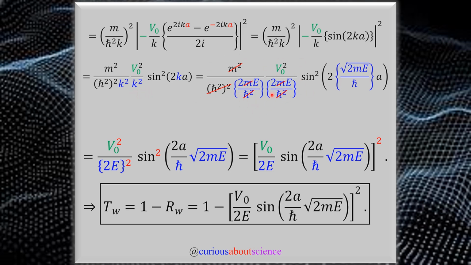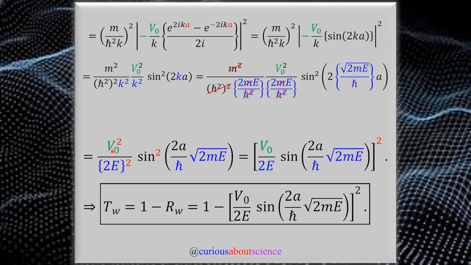2mE over h bar squared, squared. That gets rid of all our h bars here with this one and this one. Both the mass terms cancel with this one and this one. And so what we realize is that we have left over just 2E in the denominator and a V squared up top. And then down here, we just got to get rid of this fraction and put 2a over h bar, clean up this root. That's what we see here, the next step.